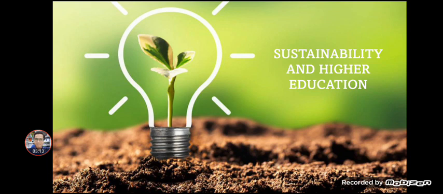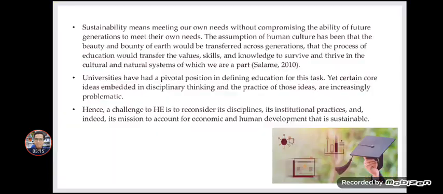So we move to the next part, which is sustainability and higher education. Sustainability means meeting our own needs without compromising the ability of future generations to meet their own needs. The assumption of human culture has been that the beauty and bounty of earth would be transferred across generations, that the process of education would transfer the values, the skills, and also the knowledge to survive and thrive in the cultural and natural systems of which we are a part.